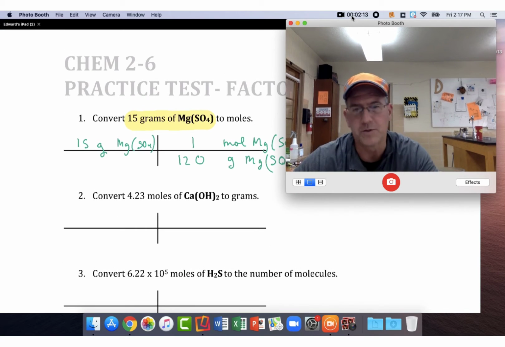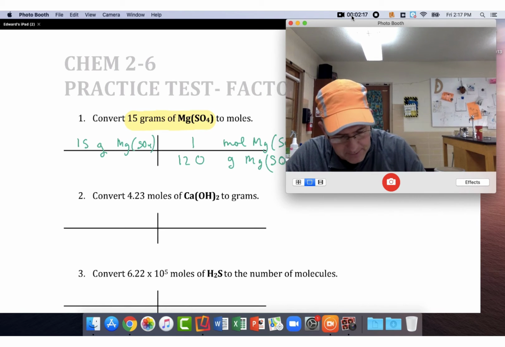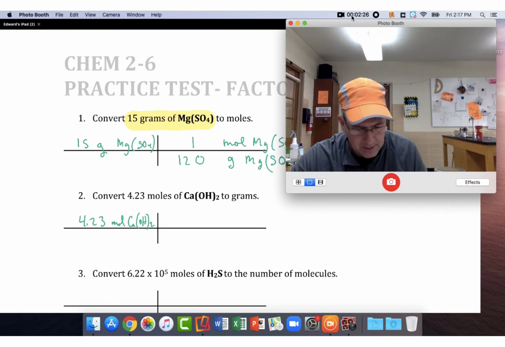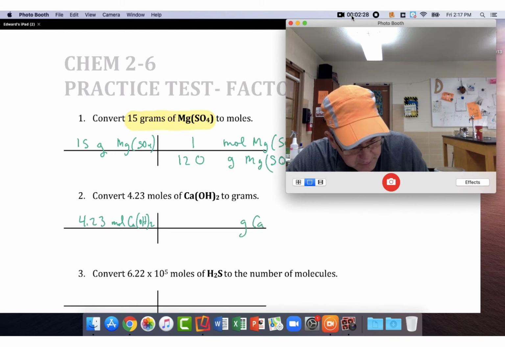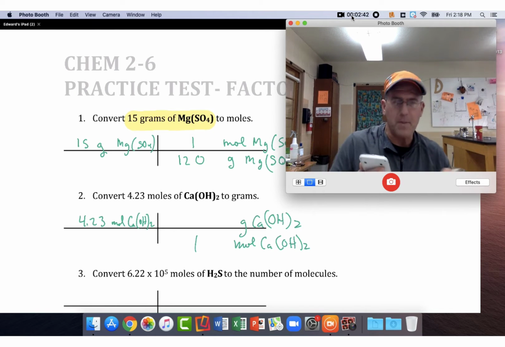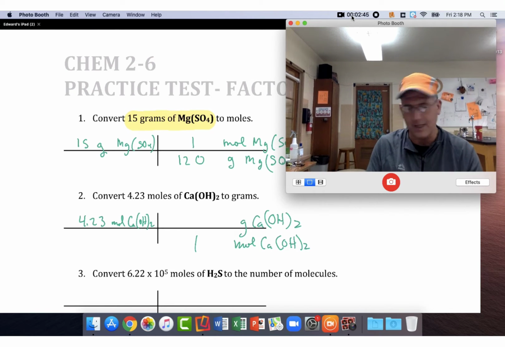This time we're going to change moles into grams. So this is the opposite way of that. When I say opposite way of that, that's just chemistry opposite for us. So we have 4.23 moles of calcium hydroxide. And we're going to change that to grams of calcium hydroxide. Cross out the moles. If you have grams over moles or moles over grams, the moles is 1. And the grams comes from the mass in that periodic table, so it's calculator time again.